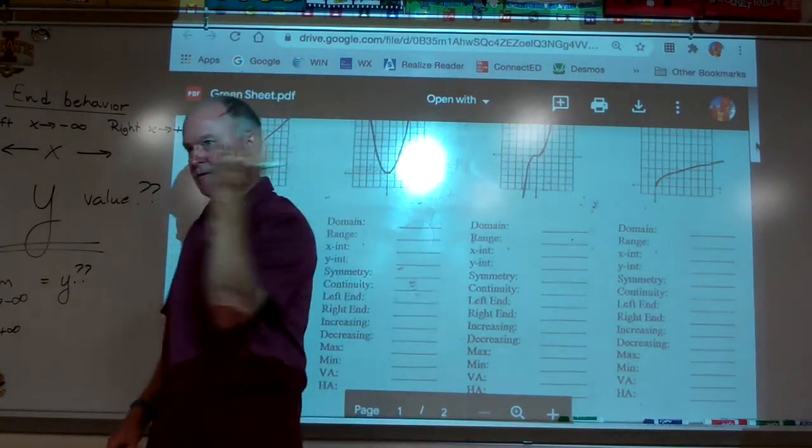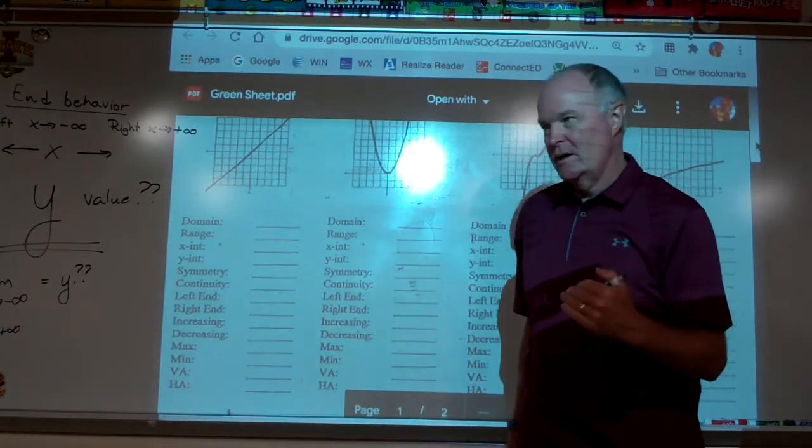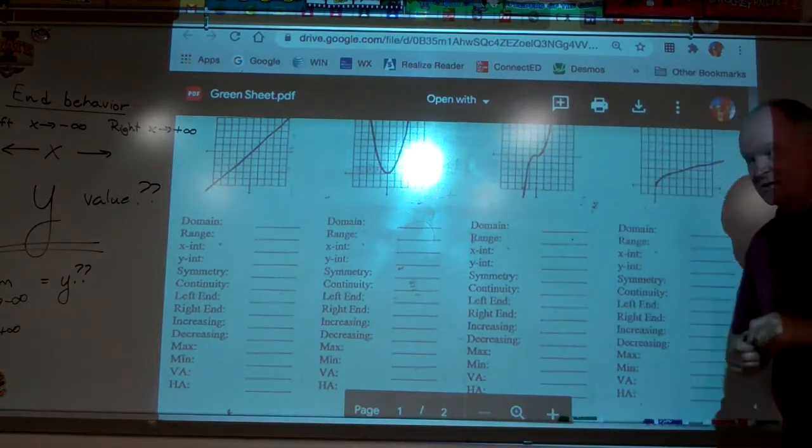We're going to go all the way to the left. We're going to go all the way to the right. And you want to know the y value. And we're going to start with the green sheet.